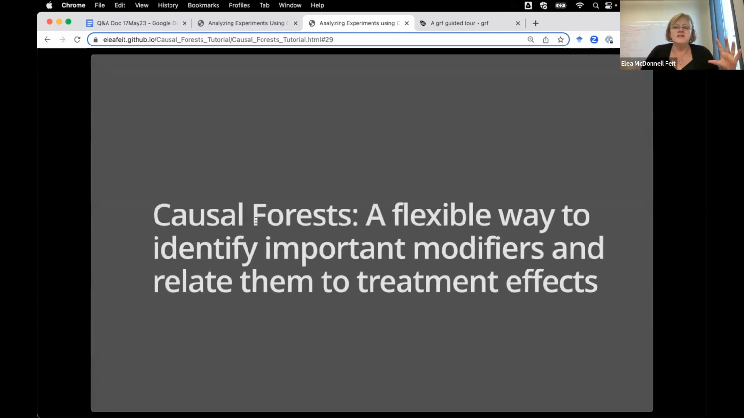So causal forests are a flexible way to identify important modifiers from a large set of potential modifiers and relate them to the treatment effects so that we can find these subgroups that have big treatment effects, small treatment effects, whatever. We can find those heterogeneous treatment effects and potentially use them. So this is also a good place to stop for questions.